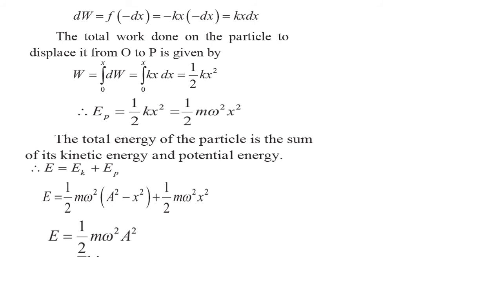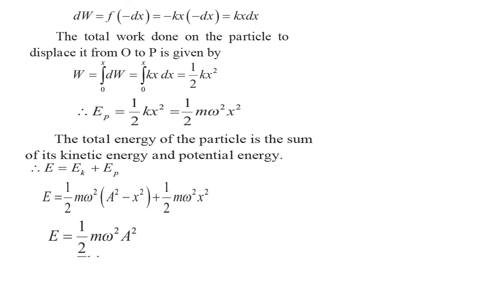Is that clear? Okay, now this work done is stored as the potential energy of the particle. So this work done is nothing but EP, the potential energy, and hence we say that potential energy is equal to 1/2 kx square. If you substitute the value of k, you can write the potential energy as 1/2 m omega square into x square.